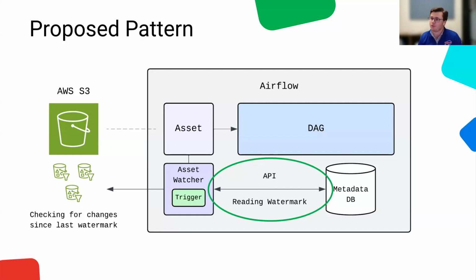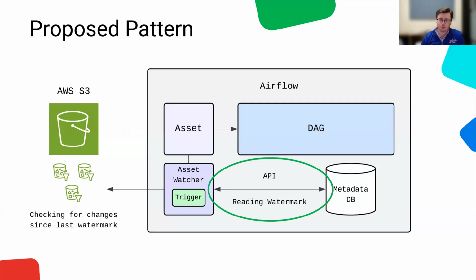Great. If there's files, we'll trigger the DAG. If there's not, I'm still going to update my watermark. So that way, the next time that my trigger runs, I know, okay, I don't need to scan everything. This is my last watermark. Again, makes it easy. Incremental processing is kind of the name of the game here.